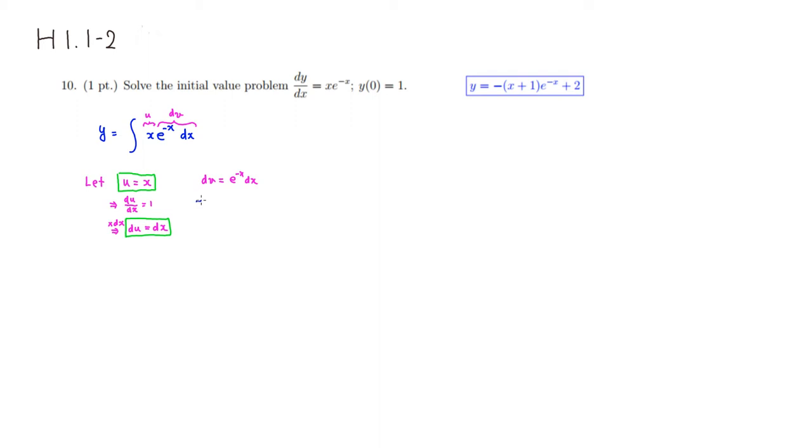In order to get v, we're going to divide through by dx, so that we have dv over dx, which is going to give us e to the negative x. If you want to find v, all you have to do is take the antiderivative. The antiderivative of e to the negative x is e to the negative x divided by negative 1, so v is going to be negative e to the negative x. And we need this.